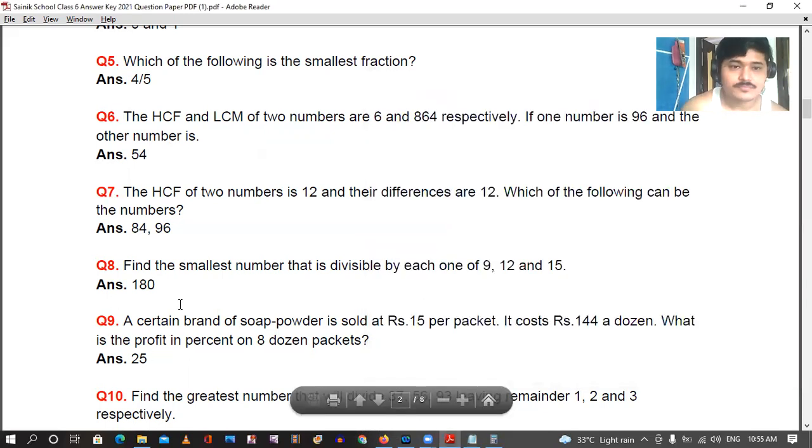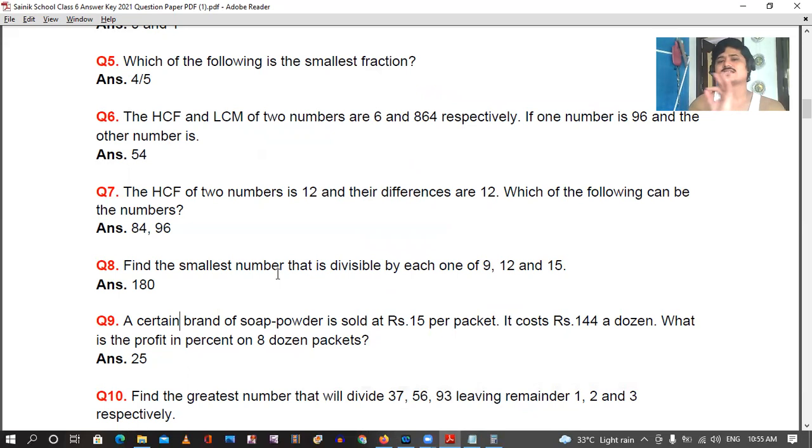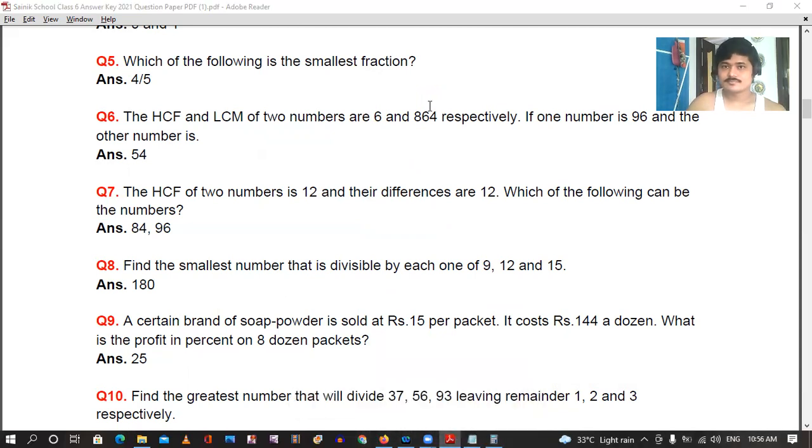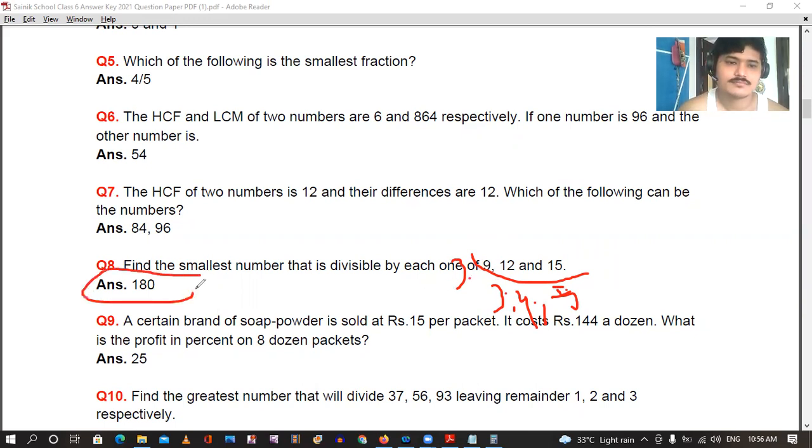Okay, now find the smallest number that is divisible by each one of them. When they say the smallest number which is divisible by all of them, easy, find the LCM. So when I find the LCM, it's easy for me. Let's take the LCM. 3 3s are 9, 3 4s are 12, 3 5s are 15. 5 4s are 20, 2 3s are 6, 6 3s are 180. Got it? So easy.